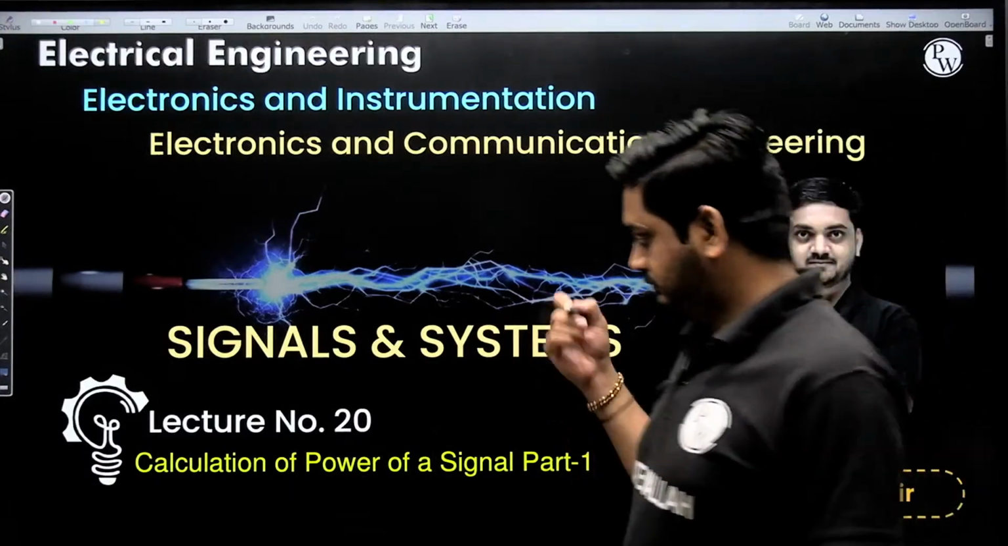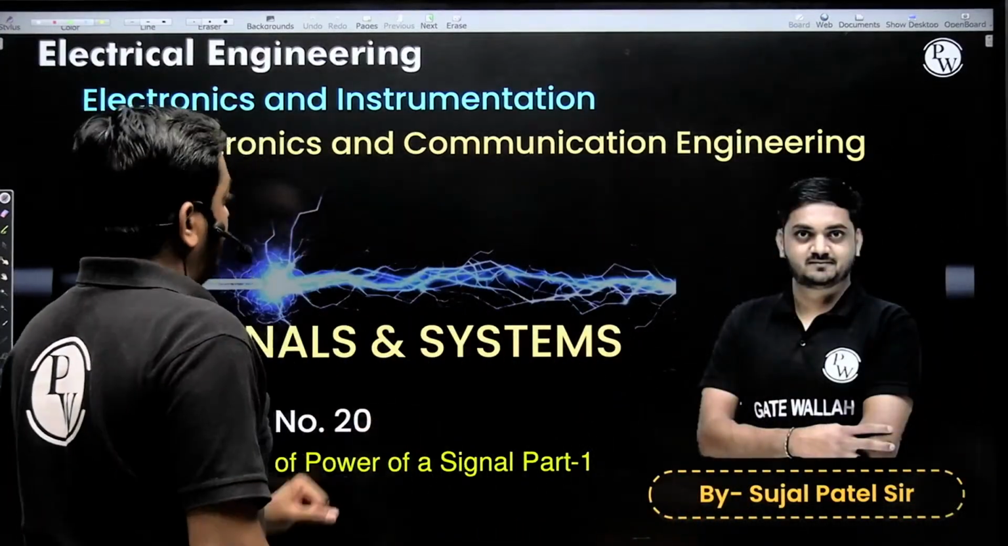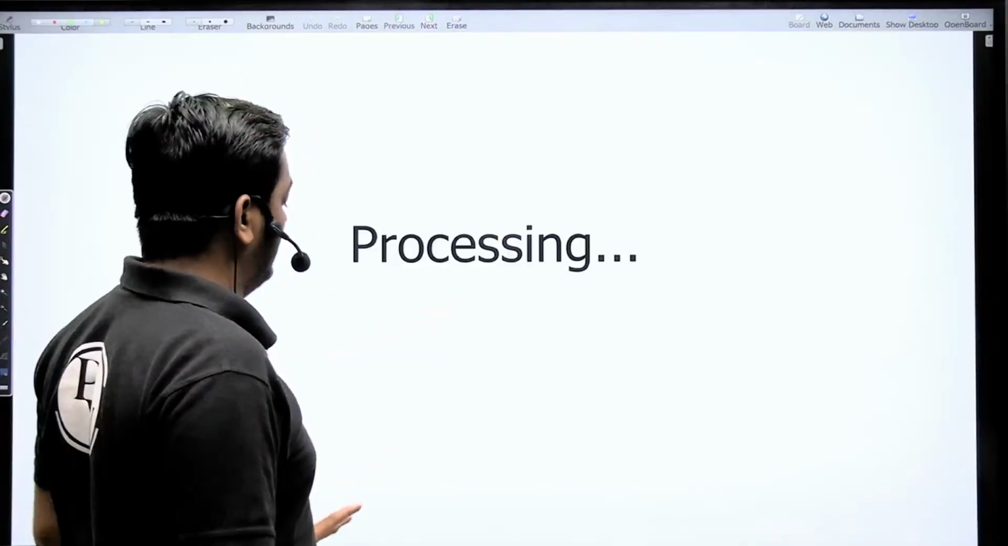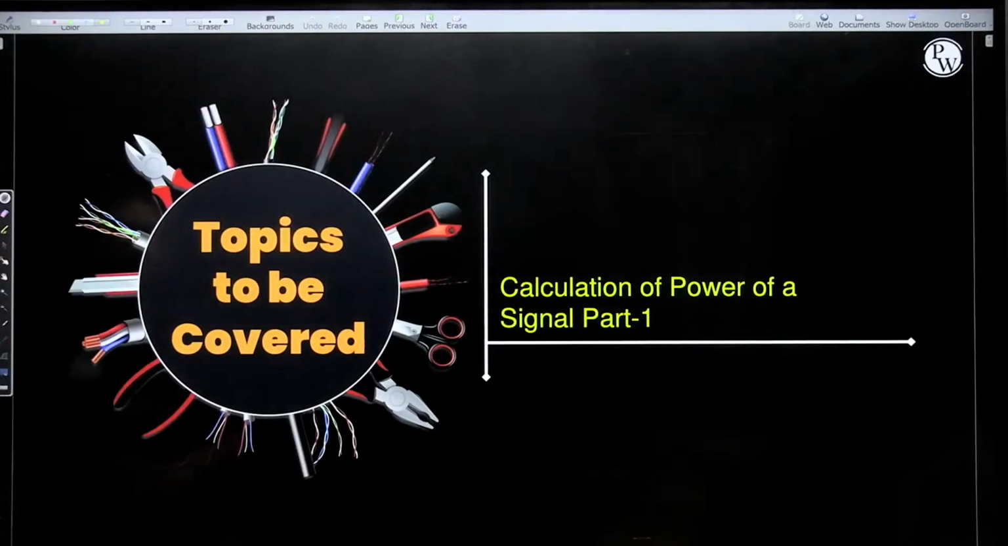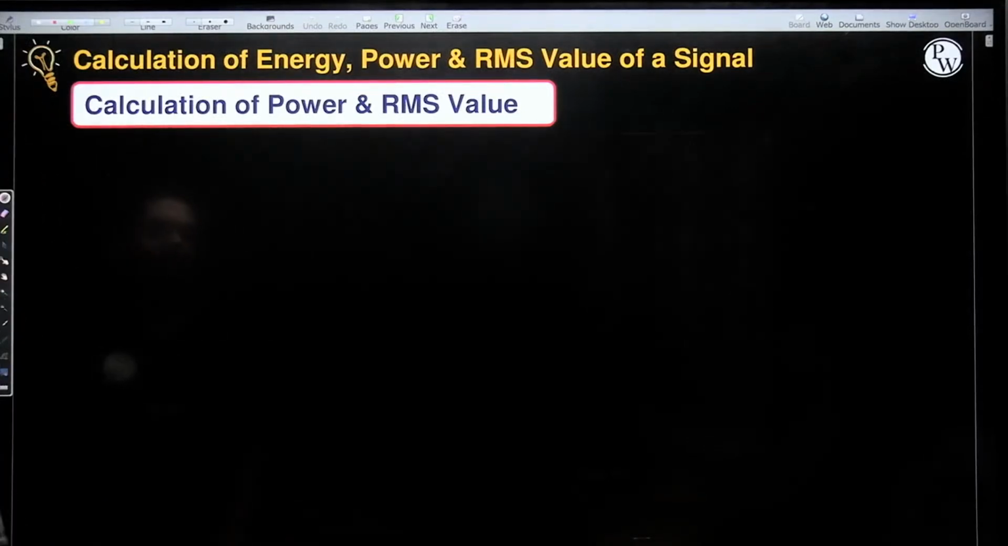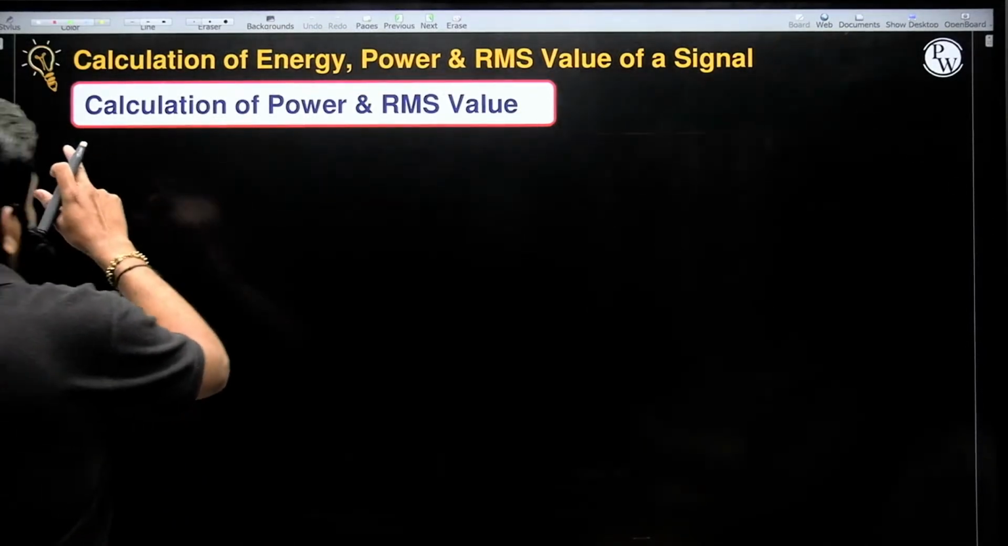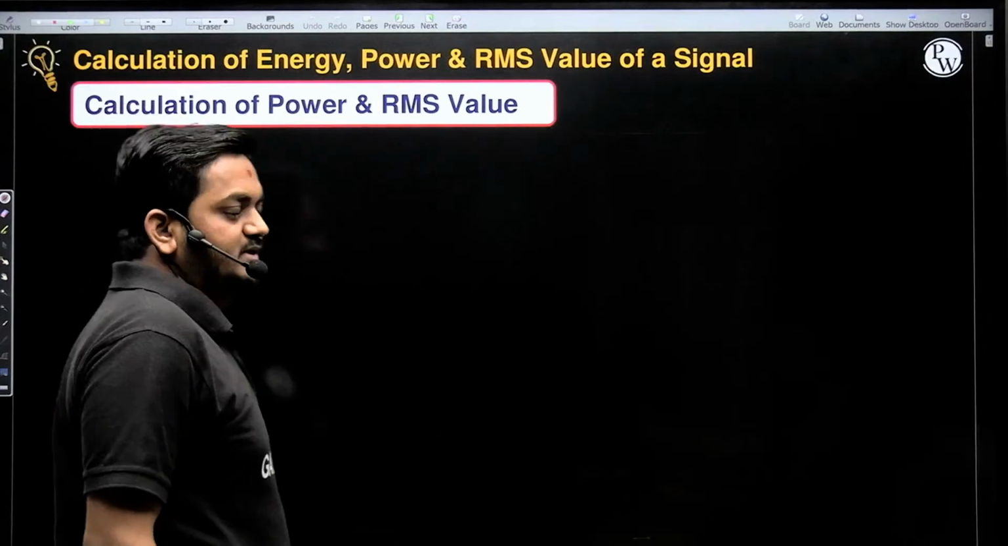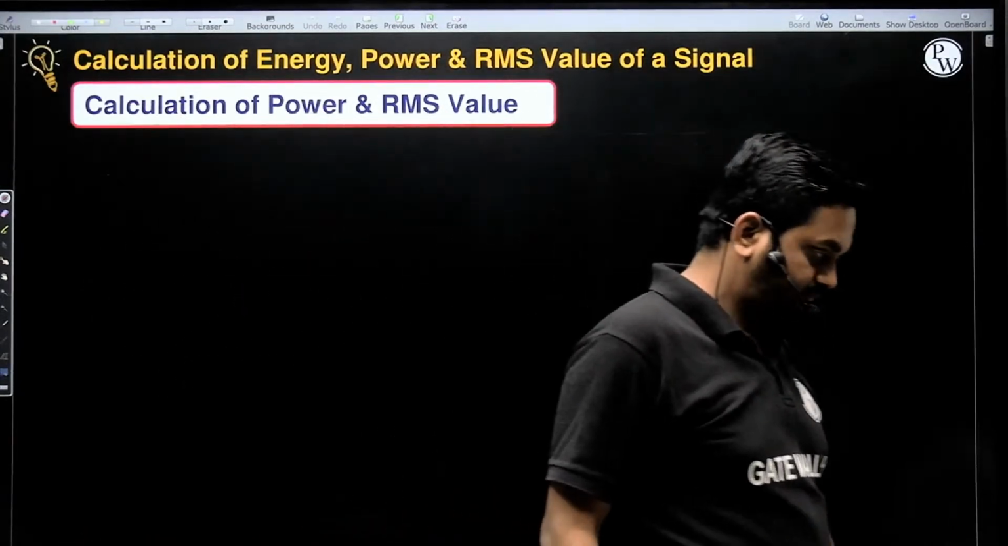Okay. So calculation of energy we completed. Now in this class we will study how to calculate power and RMS value also. So the title is calculation of energy, power and RMS value. In that we will see the calculation of power and RMS value.